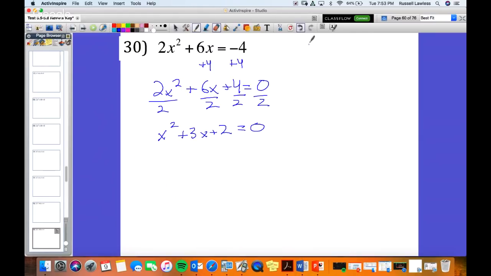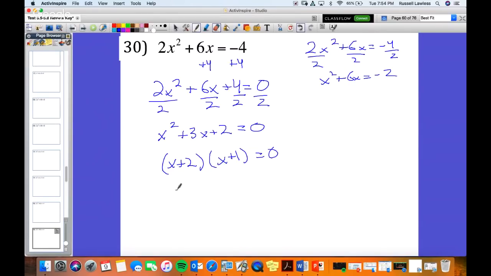Now, I could have done this step here, divided everything by 2, and gotten the same thing. It doesn't really matter. It's just another way to do it. From here, I'm just going to do the factor method. So what multiplies to 2 that adds to 3? Well, that's going to be 2 and 1. And so then x is going to be equal to -2, and x is also going to equal -1. So that's just a little thing about factoring.